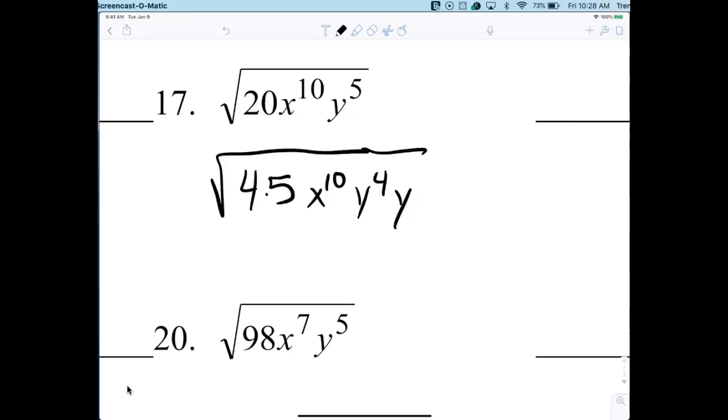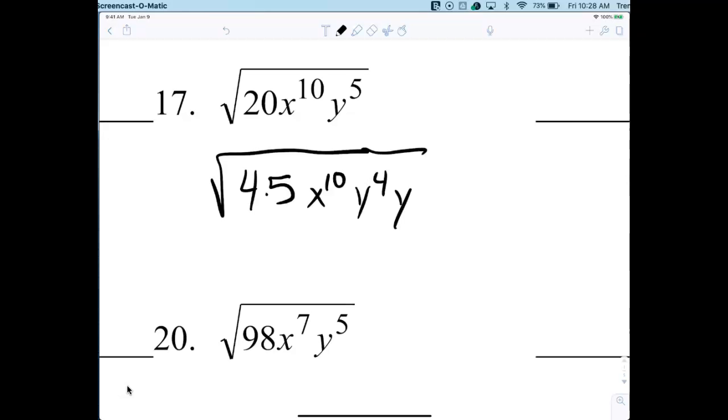The first thing you have to do is break down the number into the perfect square. 20 is not a perfect square, so 2 and 10 does not work because 2 is not a perfect square and 10 is not a perfect square. So 20 breaks down to 4 times 5. If the variable is even, leave it alone. If the variable is odd, you just subtract 1.